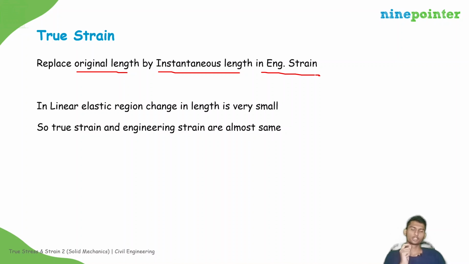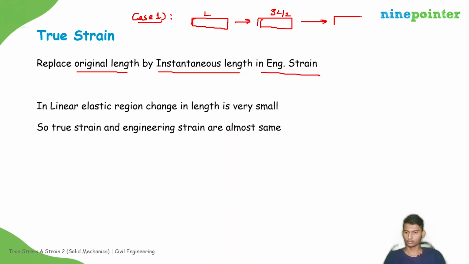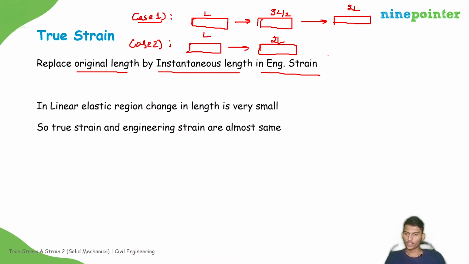Before discussing true strain, let us take one example. There is case 1: a person has a rod of length L. First he deforms it to 3L by 2. Then after some time he deforms it to 2L. And in case 2, the person deforms L to 2L in one go.